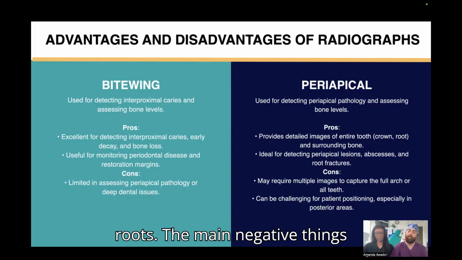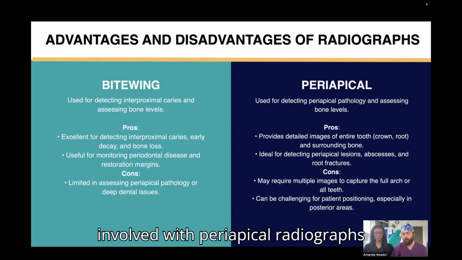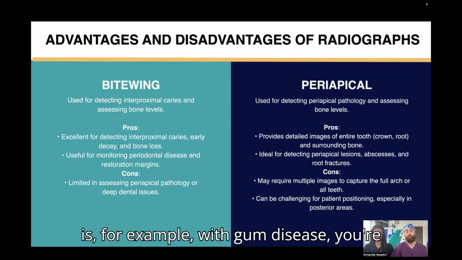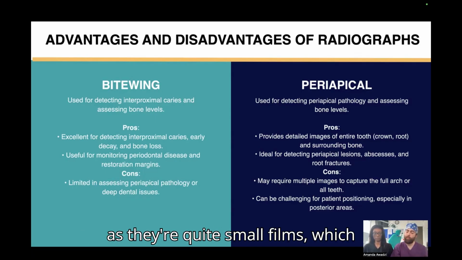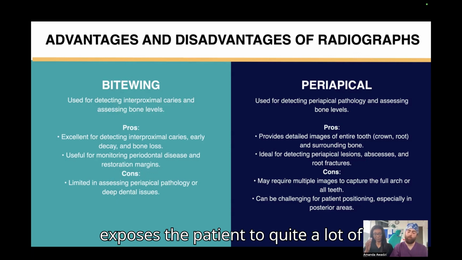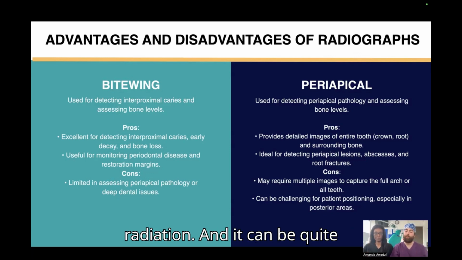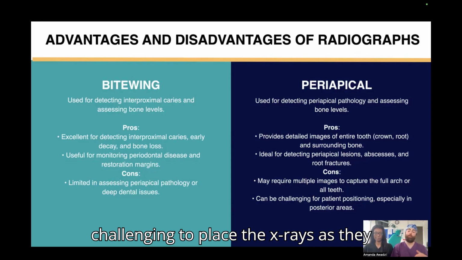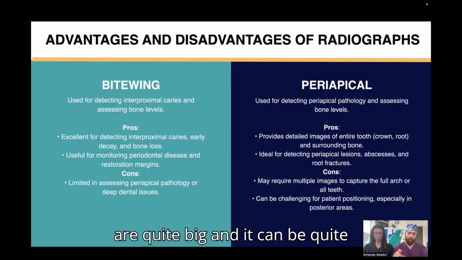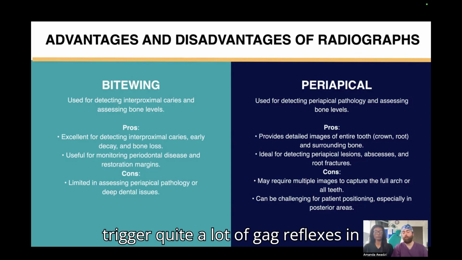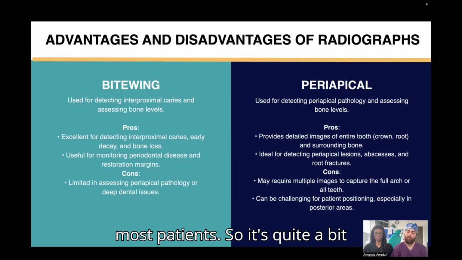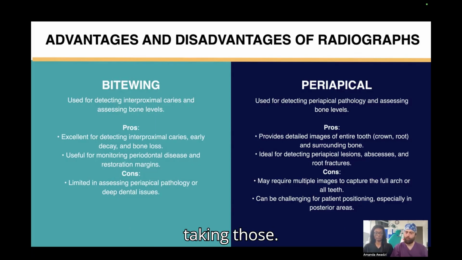The main negative things involved with periapical radiographs is, for example, with gum disease, you're going to need to take quite a few of them as they're quite small films, which exposes the patient to quite a lot of radiation. And it can be quite challenging to place the x-rays as they are quite big and it can be quite uncomfortable for the patient and can trigger quite a lot of gag reflexes in most patients. So yeah, it's quite a bit more tricky compared to bite wings and taking those.